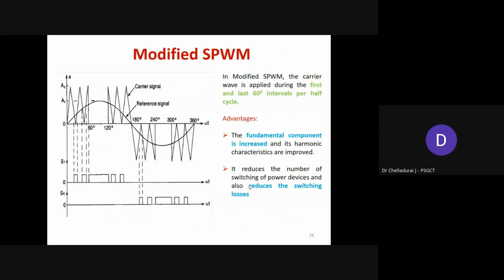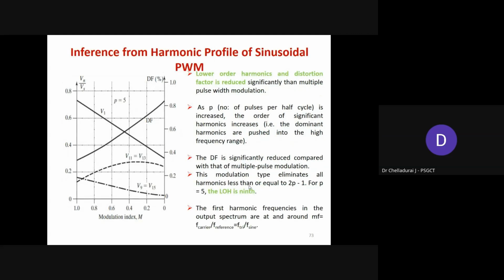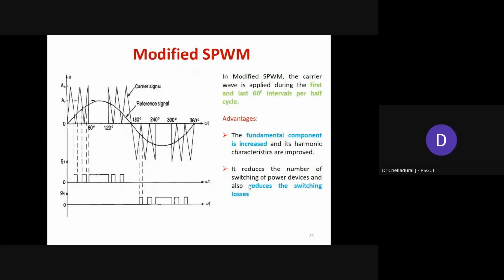Then next to sinusoidal pulse width modulation technique, modified SPWM. The purpose of using different PWM techniques is only to improve the output voltage quality. If output voltage quality is better, the actual current injected from the converter to the grid will also improve, or the current actually flowing from the converter to any specific load may change. So with the help of these small variations, we can improve the overall system performance.